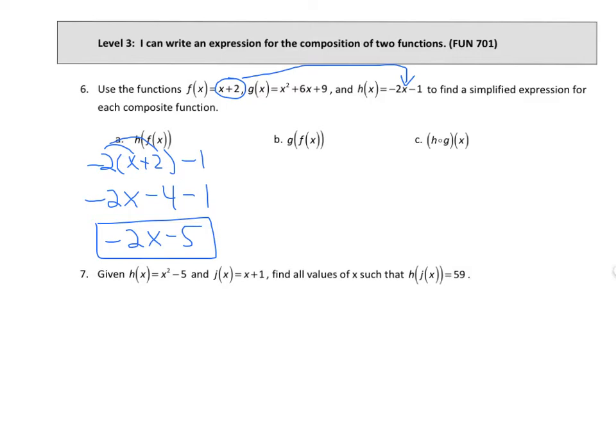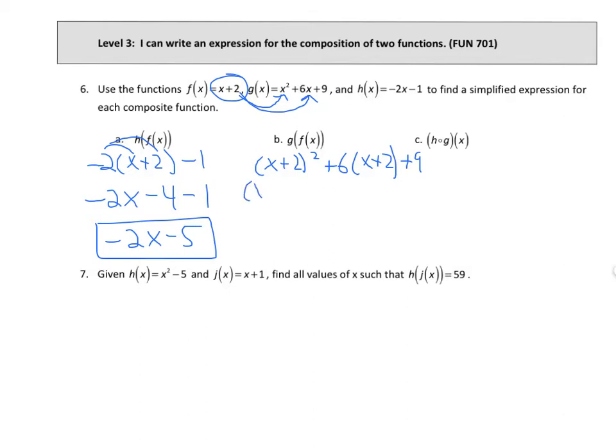In the next example, f of x is being plugged into g of x. So x plus 2 is going into all of the x's in g of x. We have to plug it in two places. And when we plug it into x squared, we get x plus 2 quantity squared plus 6 times x plus 2 plus 9. Now when you square x plus 2, remember you can't just square each term.